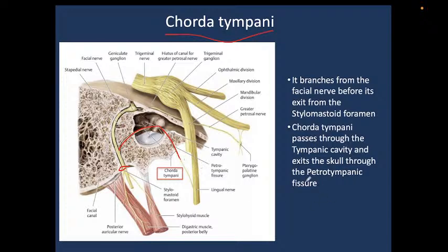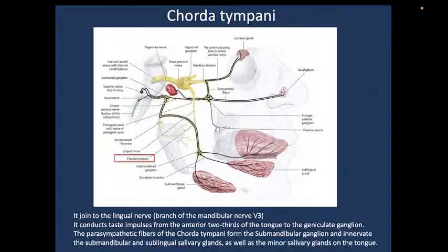The nerve exits the skull through the petrotympanic fissure. This is the name of a small fissure between the tympanic part of the temporal bone and the pyramid of this bone, and then it goes to the submandibular ganglion, where the second parasympathetic neurons are located, which innervate two glands, the sublingual glands and submandibular glands.